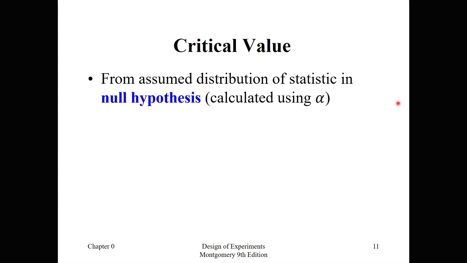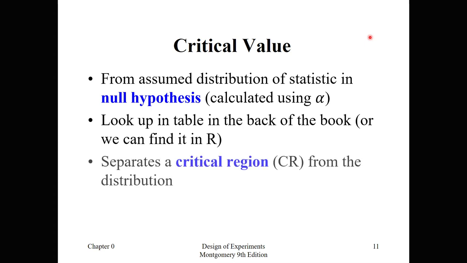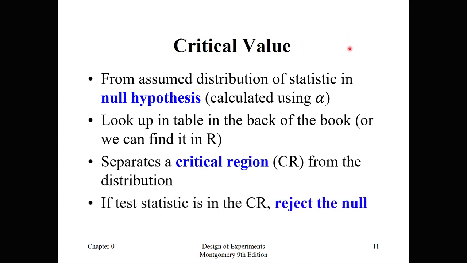So when we compare, if you've ever drawn out the picture, you've got the curve, and then you've got your little line that you're comparing on the curve. All of that comes from an assumed distribution under the null hypothesis. So it's all coming from the null. Again, we can look up these values in the back of the book. Now, the critical value separates a critical region of the distribution from the non-critical region. If our test statistic falls in the critical region, then we reject the null hypothesis and we have statistical significance. And if it doesn't fall in the critical region, we don't reject the null hypothesis.